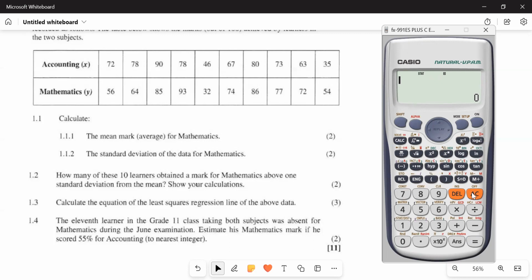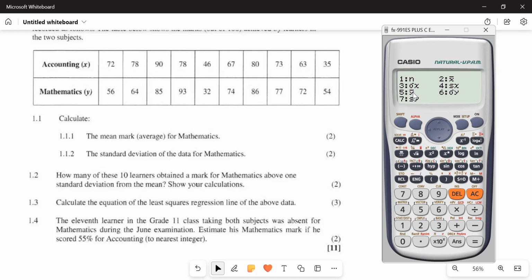They are saying we should determine the mean for mathematics. Mathematics is represented by Y. Okay? It's not represented by X, but it's represented by Y. So you go to shift and then you press 1. If you want the mean and the standard deviation, you're going to get them on var, which is option 4. Now most learners are going to say X mean. No, we're not looking for the X mean. The X mean is for accounting. Okay? Which one are we looking for? We're looking for the Y with a bar.